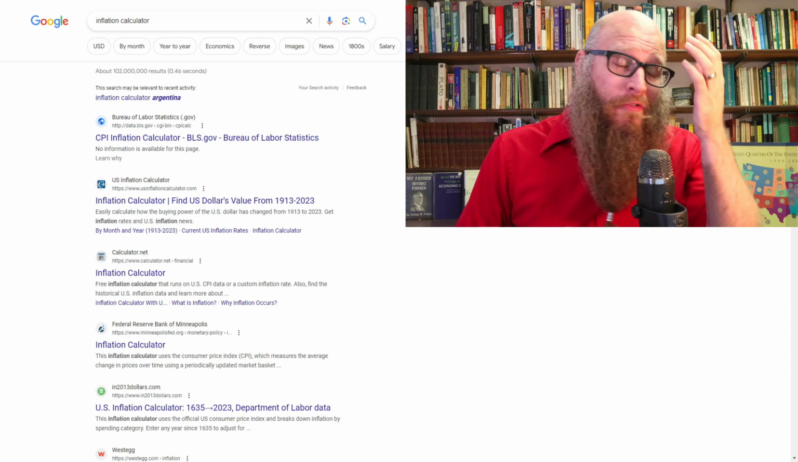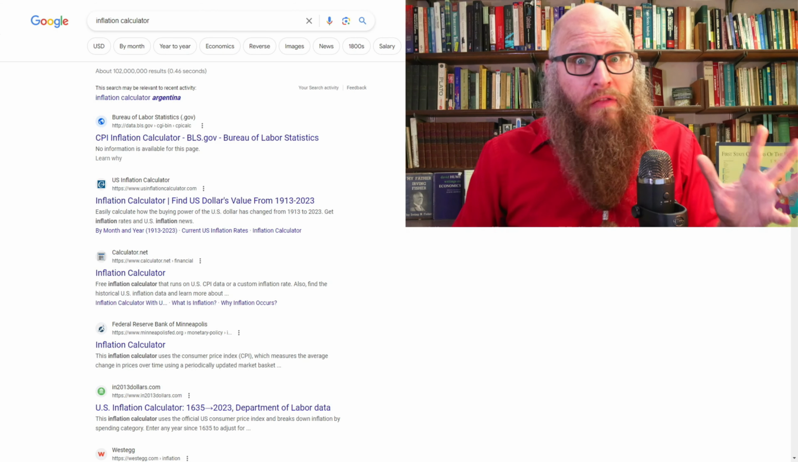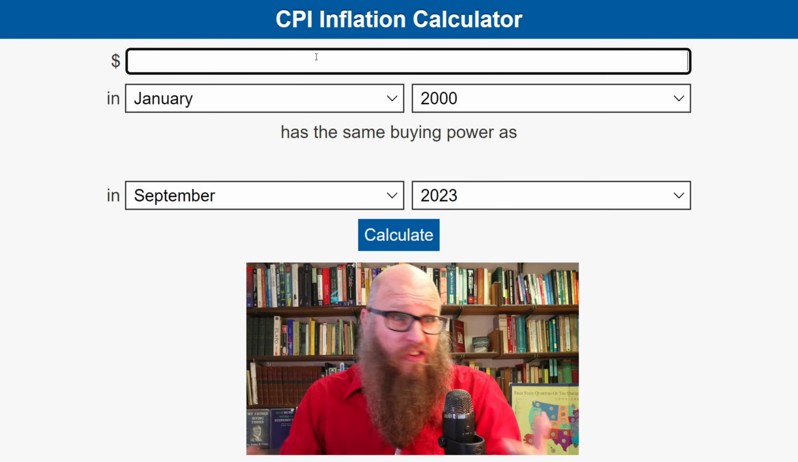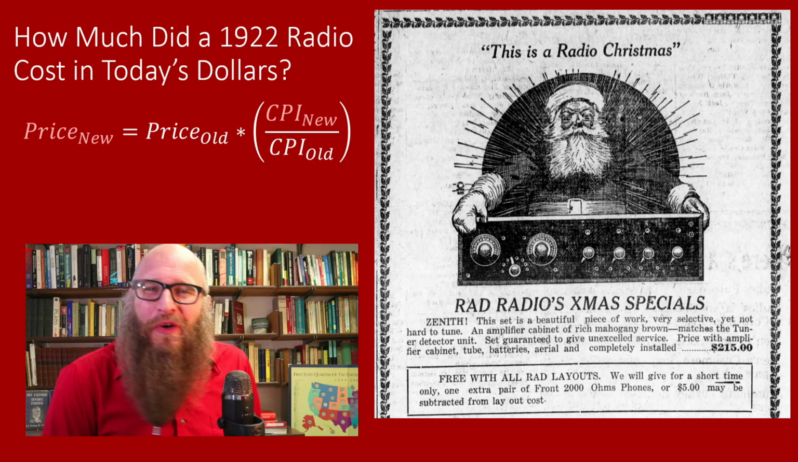Now, instead of memorizing a formula, of course, you could just go to Google and punch in an inflation calculator. There's going to be a lot of them out there. The most reliable one will come from the BLS, and very conveniently, we can just punch something in, set the dates, and get a current number. But this is a class. We're going to learn how to do this on our own.